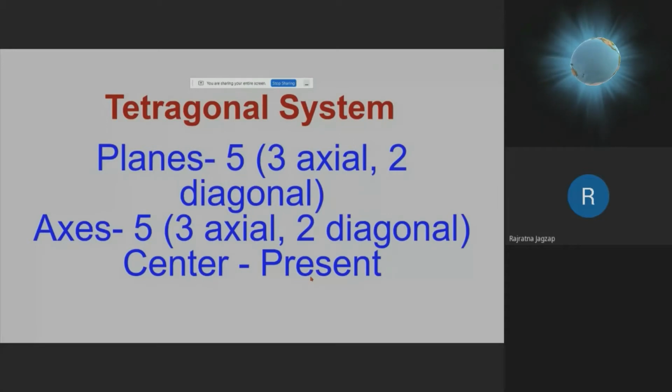You know that all these elements of symmetry, planes, axis, and center, are imaginary. So all crystals present in nature which show these elements of symmetry, where planes of symmetry should be 5 and axis of symmetry should be 5, are grouped under tetragonal system.